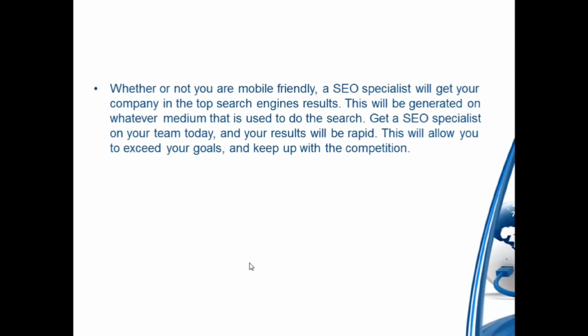Whether or not you are mobile-friendly, an SEO specialist will be able to get your company in the top search engine results. This will be generated on whatever medium is used to do the search. Get an SEO specialist on your team today, and your results will be rapid. This will allow you to exceed your goals and keep up with the competition.